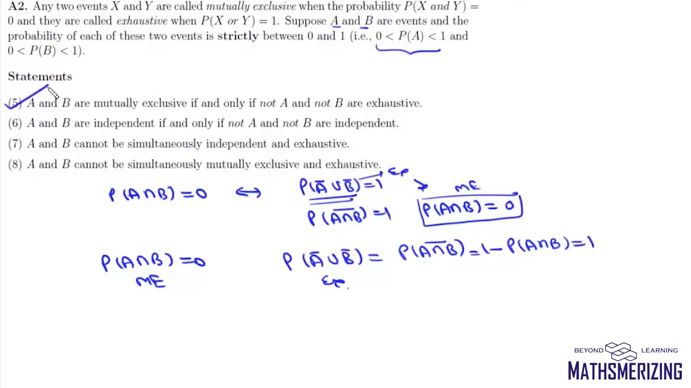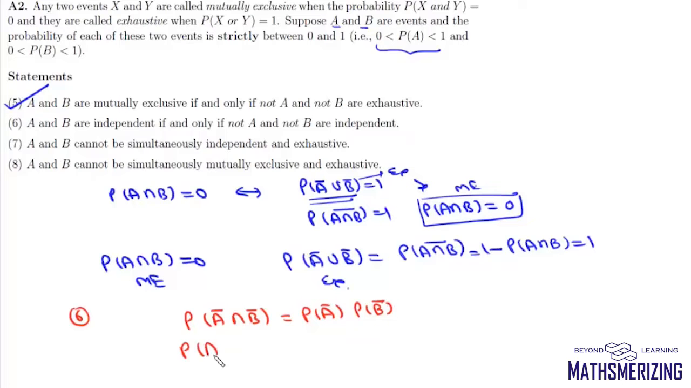That means this statement 5 is correct. Now, sixth one is A and B are independent if and only if not A and not B are independent. Now, this is a standard result, but anyways, we'll prove it. So for this sixth, let us assume A naught and B naught are independent. That means P(A naught intersection B naught) will be probability of A naught into probability of B naught.